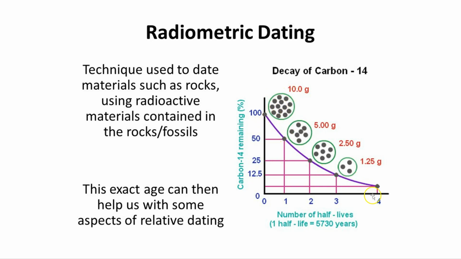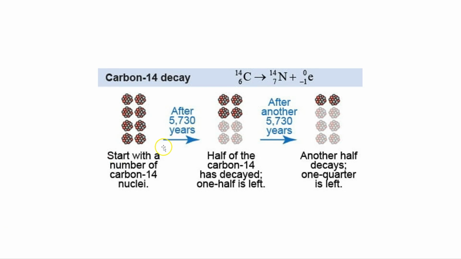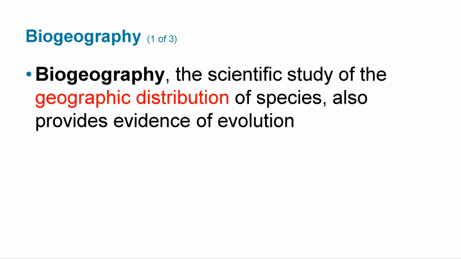And then I'm not going to talk in ignorance here, but basically a half-life is 5,730 years. So what they do is basically you start with a number of carbon-14 nuclei. After 5,730 years, you would have half of it remaining. And then after another, you would have a fourth left. And so this is just a way to measure rocks, fossils, and radioactive decay.